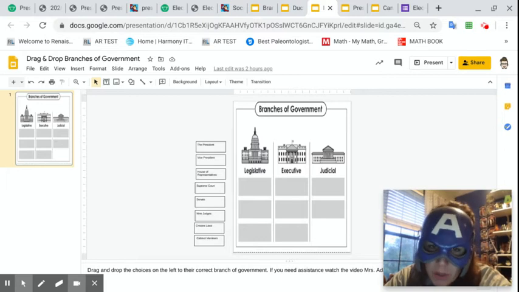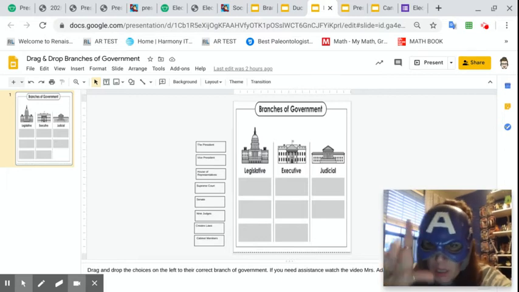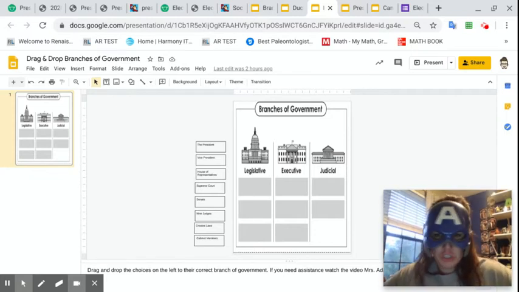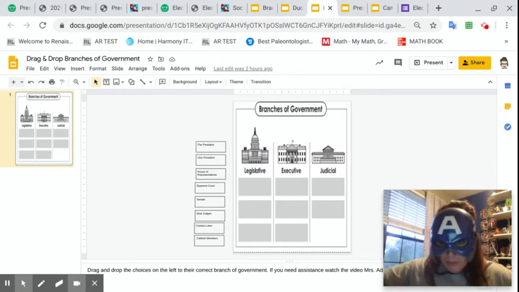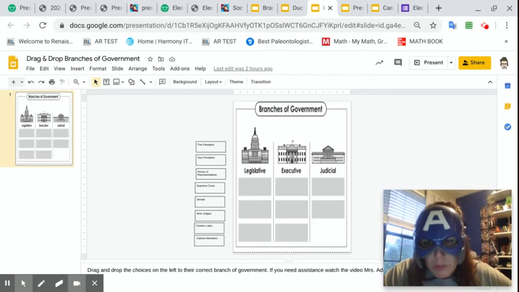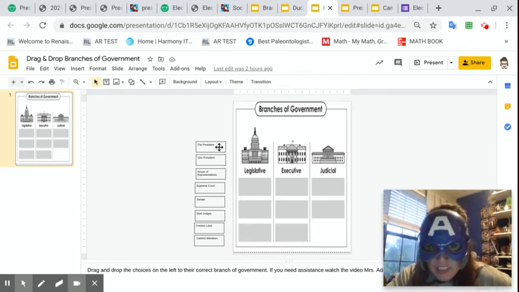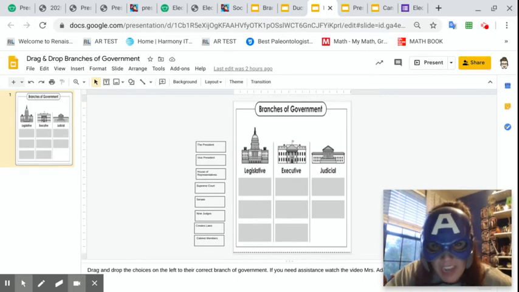Let's do the review. We have the legislative, which makes the laws because it has an L. We have the executive, which is the president, super important. And we have the judicial, take your little gavel and kind of pound on the table because we are the judges. So here's what you will do. You will take each one of these boxes on the side and you are going to drag and drop them in the correct spot. I'm going to do the first one with you.